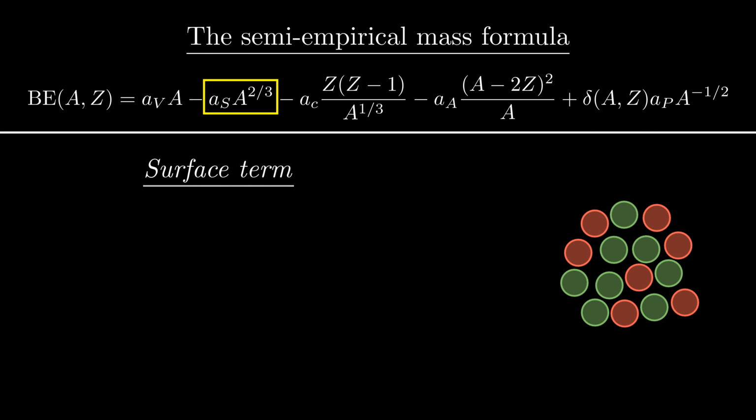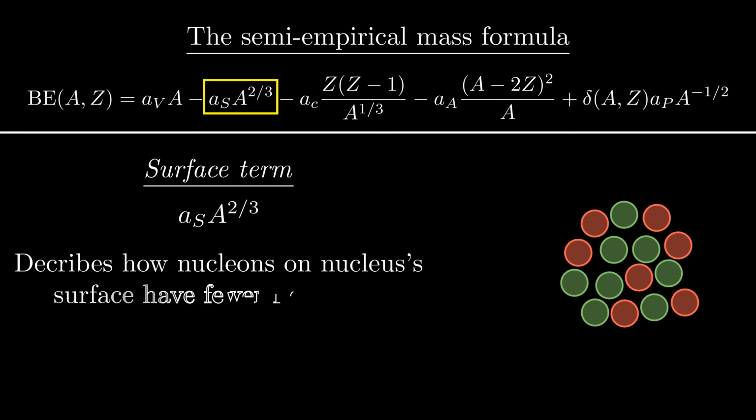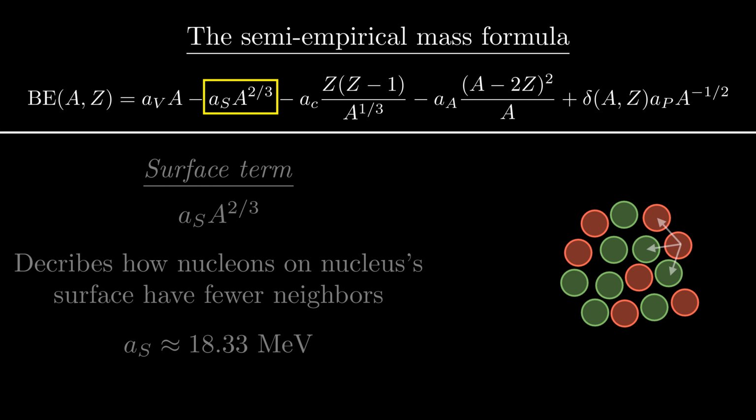The second term is called the surface term, with the form A sub S times A to the 2/3. This term corrects for the fact that nucleons on the surface of the nucleus will have fewer neighbors than nucleons in the center. So we need to subtract away the missing binding energy of these surface nucleons. Now this term should scale with the surface area of the nucleus. If the surface area gets bigger, that means there's more nucleons on the surface with missing neighbors, so this term should grow in magnitude. The surface area of a sphere is proportional to the volume raised to the 2/3, leading to the surface term's form. As the mass number increases, this term does not scale up as fast as the volume term, which makes sense, because the sphere's surface area grows slower than its volume. The magnitude of A sub S is 18.33 MeV.